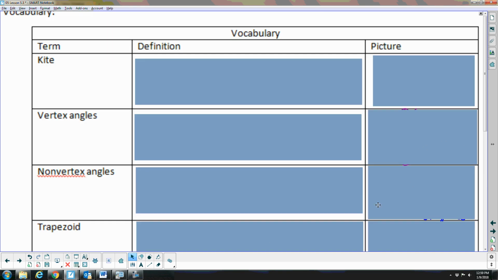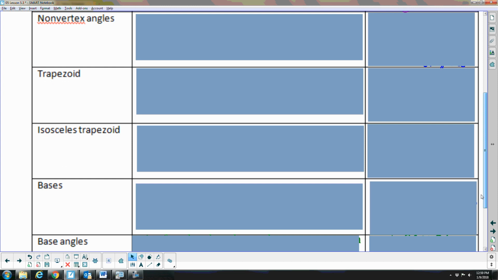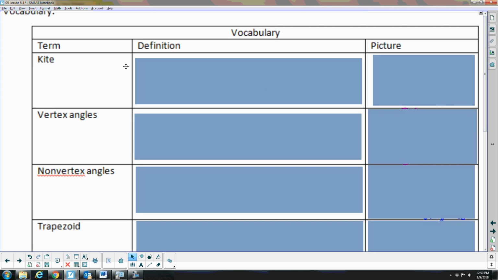So to start, you have this chart on your note sheets. It's got all of those vocab terms. There's a spot for a definition and then a spot for a picture. So please pause the video as you write these down if you don't get the whole definition, because I just have them up here and I'll just remove the boxes. But our first term is a kite.